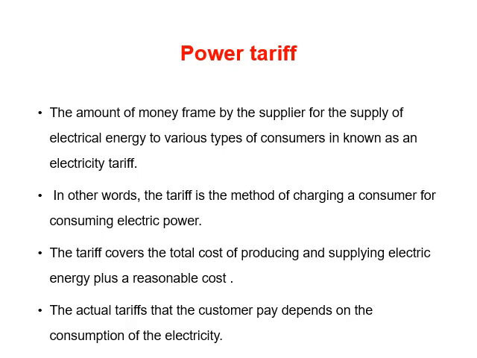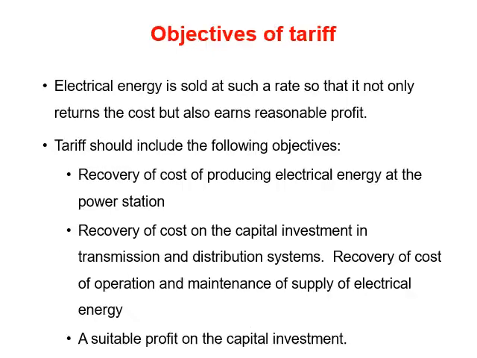So it covers the total cost of producing and supplying electrical energy plus a reasonable cost. The actual tariff that the customer pays depends on the consumption of the electricity used by the customer. So what are the objectives of tariffs? The electrical energy is sold at such a rate that it not only returns the cost but also earns a reasonable profit. That's what we saw in the previous slide, at a reasonable cost. So it includes some profit also.